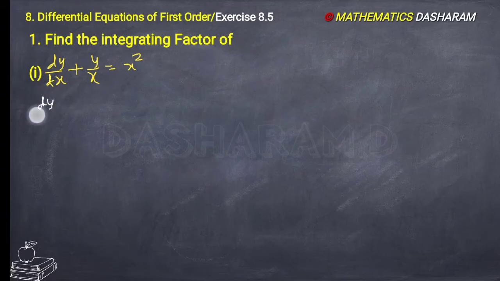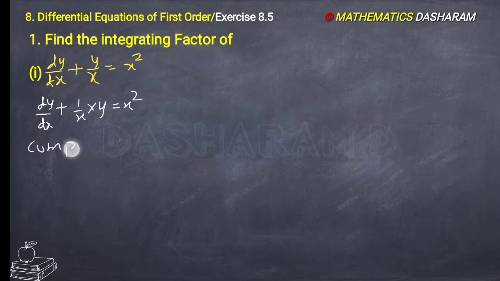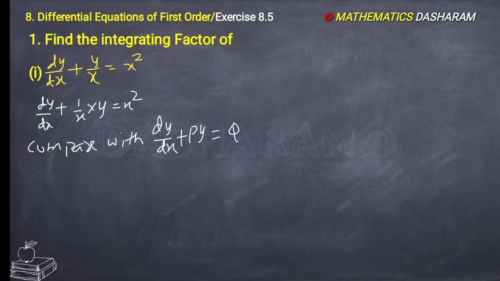So dy/dx + y/x can be written as dy/dx + (1/x) y = x square. Now compare with the standard form of a linear differential equation, dy/dx + P y = Q. So here the P value is 1/x and the Q value is x square.